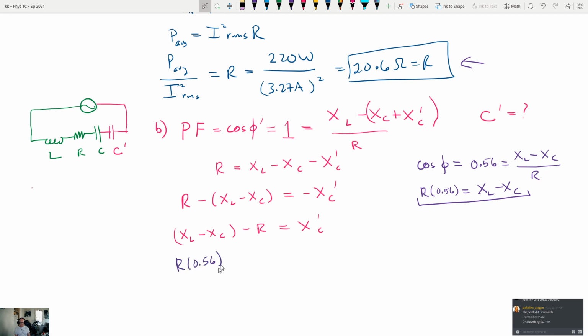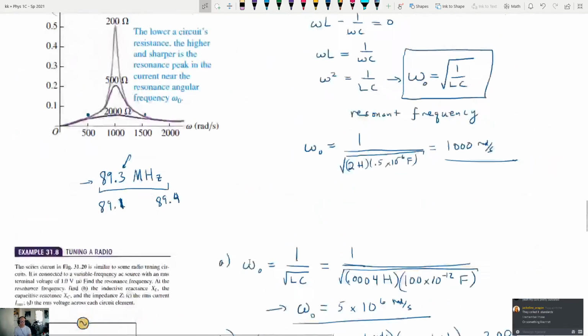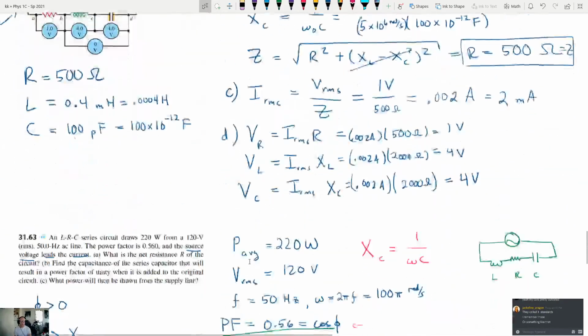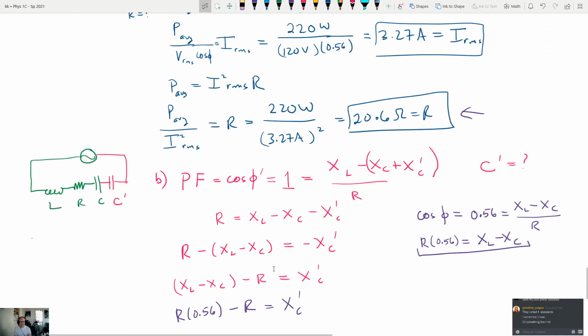Hey, Professor? Yeah, what's up? So, cosine phi is XL minus XC over R? Yeah. Okay. Wasn't it the tangent of phi? Oh, I'm sorry. Oh, boy. I'm so sorry. Yeah, you're right. This is R over Z. Okay.